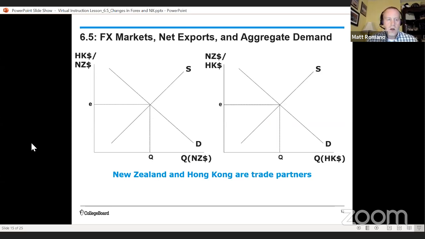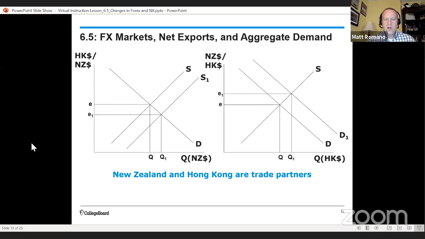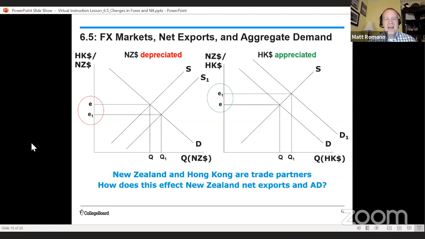The Hong Kong dollar versus the New Zealand dollar is up here on the left. We have the market for the New Zealand dollar. On the right, we have the market for the Hong Kong dollar. Let's just assume for whatever reason, there's been an increase in demand for the Hong Kong dollar. There's been an increase in the supply of New Zealand dollars. We don't know the reason behind this. It could be all kinds of things. It could be a change in interest rates, taste and preference, who knows. As a result of that, we're going to see that the Hong Kong dollar has appreciated while the New Zealand dollar has depreciated. So the question becomes, how's that going to affect trade between those two countries?